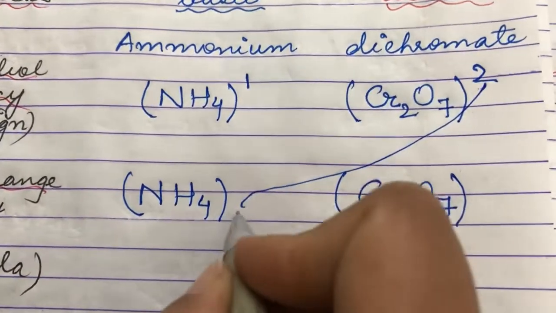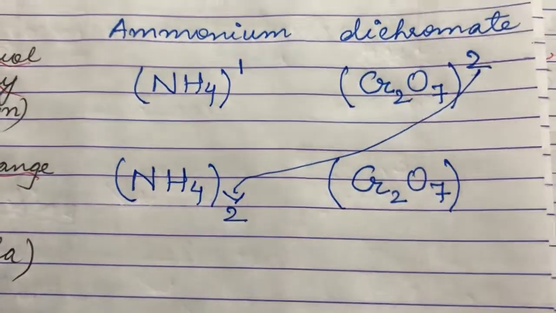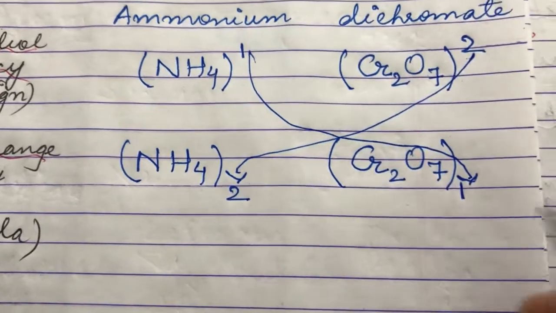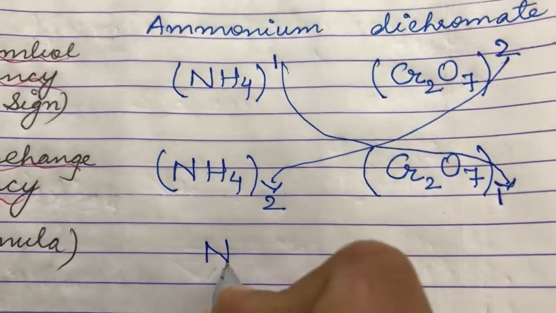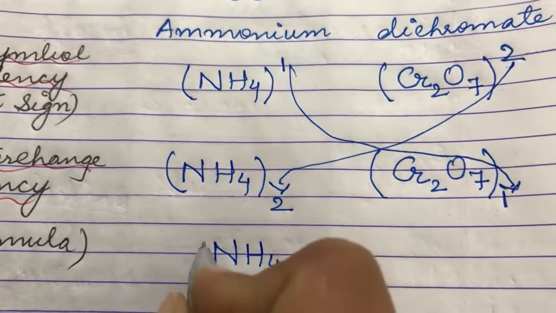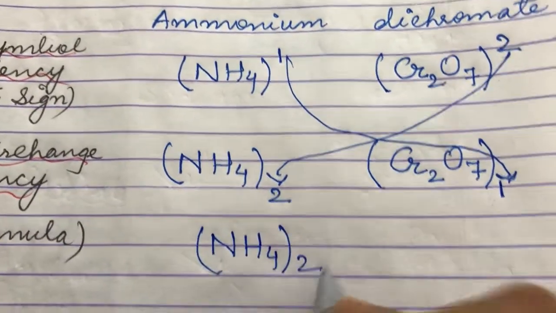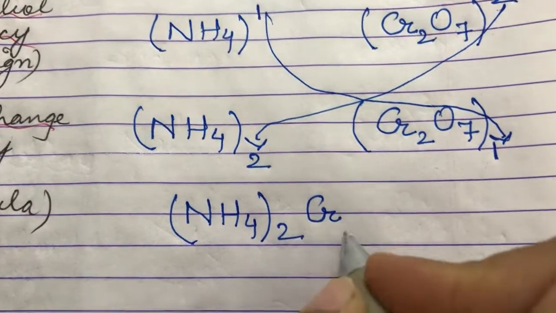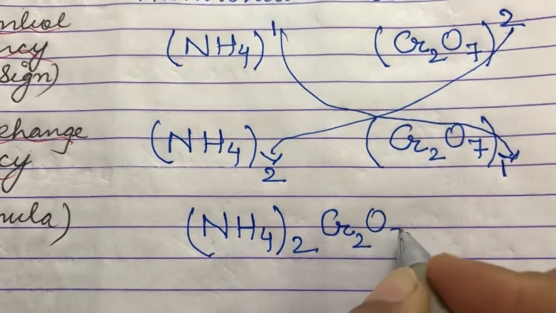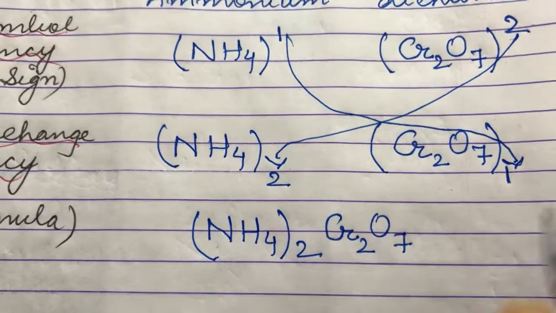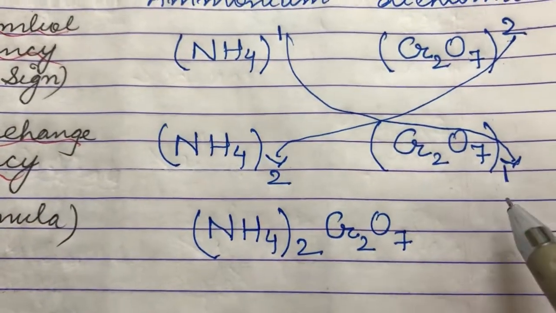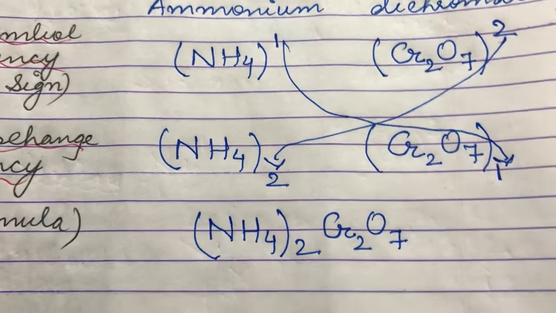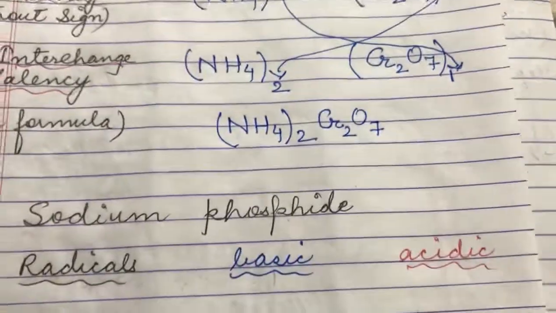This 2 comes down here in the subscript of ammonium, and this 1 comes down here in the subscript of dichromate. So, in the final formula, when you write, we write NH4 whole twice. NH4, again repeating, is one formula. Then you write Cr2O7. This is known as dichromate. We again do not put anything here because the whole of this radical, if we put a 1, it means it's written only 1 times.